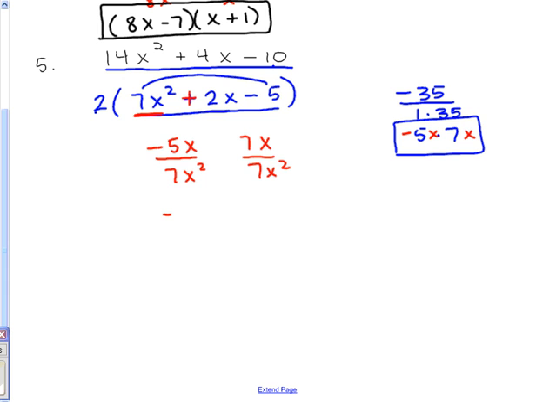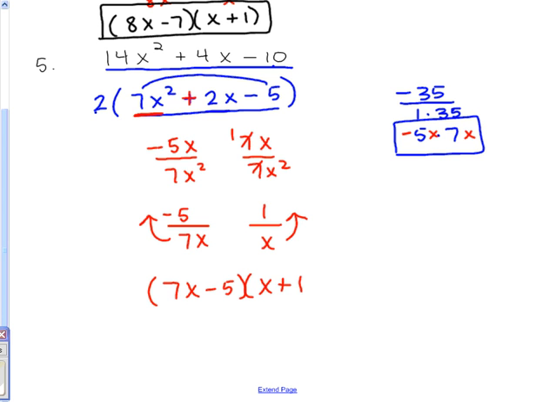reduce. Negative 5 over 7 is not going to reduce. X over x squared leaves me with x in the denominator. 7 into 7 one time. X over x squared leaves me with x. So bottoms up, write the two binomials. 7x minus 5 times x plus 1.